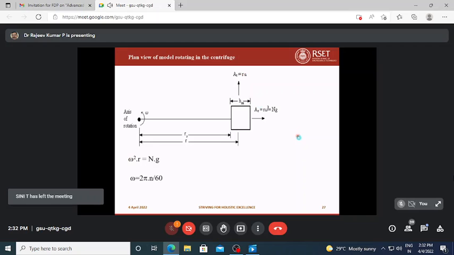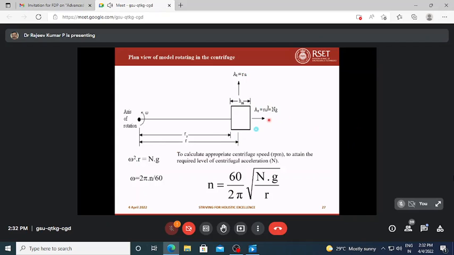So we can calculate the value of n also using this. You can find out the RPM for a specific acceleration level. You find out the RPM of the centrifuge and set the speed of the centrifuge to that acceleration with some calibration. You will get the required acceleration level, maybe 10 times the acceleration due to gravity, maybe 50 times, maybe 100, 200 times. It goes on like that, according to the capacity of the centrifuge.